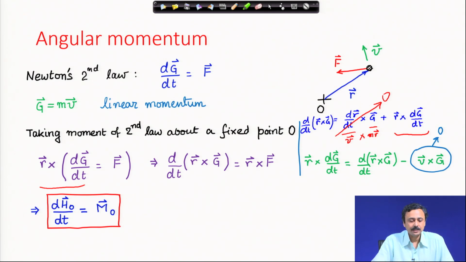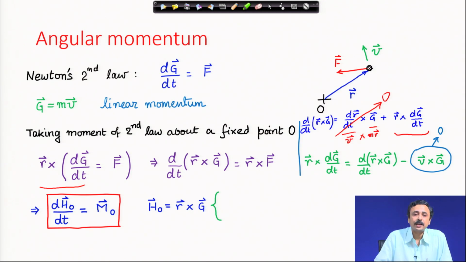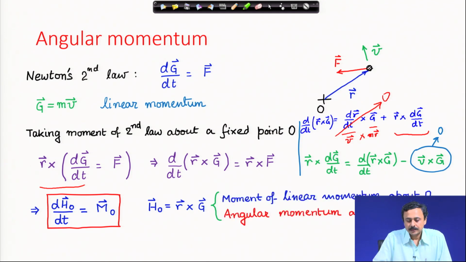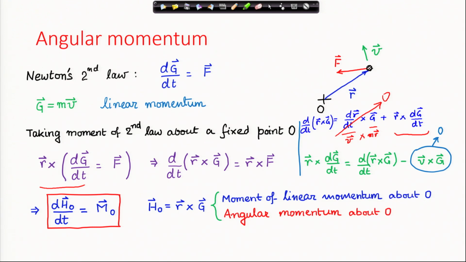Therefore, we write d/dt of H_O is equal to M_O. What is H_O? H_O is the moment of the linear momentum about O. What is M_O? The moment of the force about O. Therefore, this H_O is a new quantity which we have now obtained by taking the moment of Newton's second law about a point. This is called the moment of linear momentum vector, or also commonly called angular momentum vector.